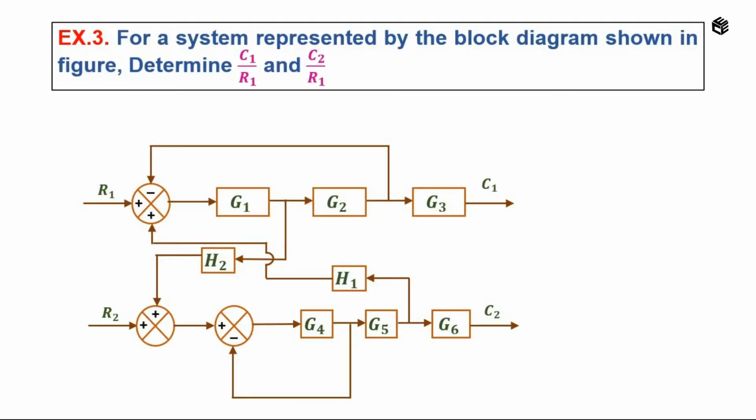Today's problem is: for a system represented by the block diagram shown in the figure, determine. On seeing this diagram, we can say the diagram has two inputs R1 and R2, and similarly two outputs, that is C1 and C2. Our first aim is to find C1 by R1. In order to find C1 by R1, we have to eliminate C2 and R2. In order to find C2 by R1, we have to eliminate R2 and C1. Understood? Now let's start solving the problem.